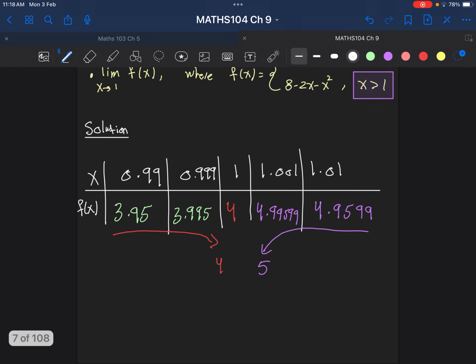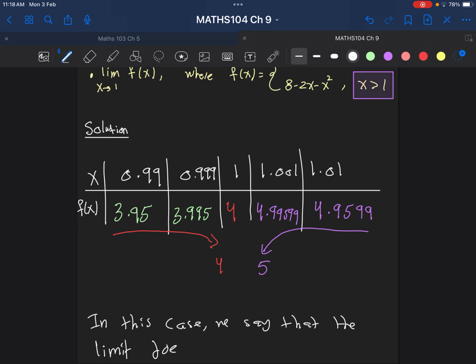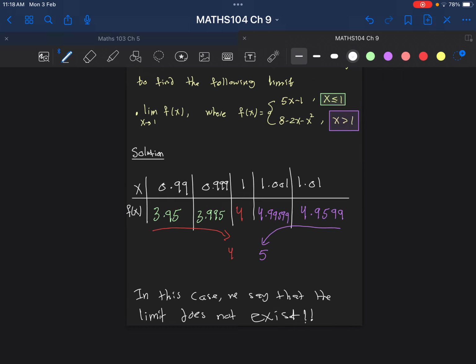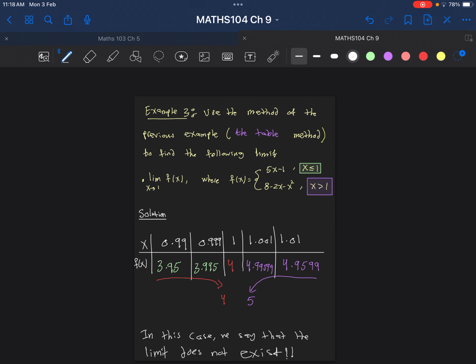Now we have two answers. This cannot happen. So in this case, if we have two answers, one from the left, one from the right, we say that the limit does not exist. Unfortunately, we don't have a limit.